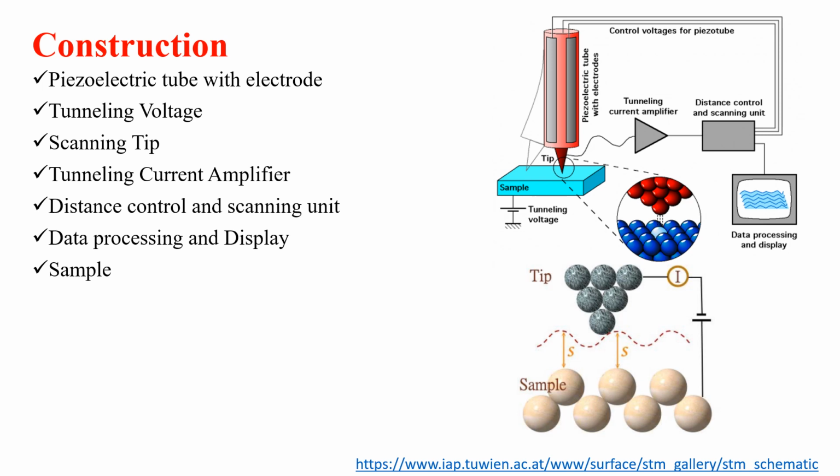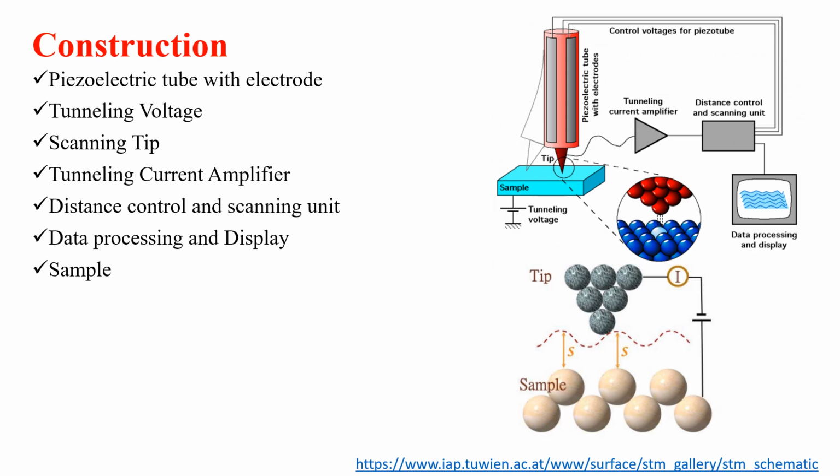Next, we have the scanning tip, which is mostly made of tungsten, and this tip is connected to a tunneling current amplifier. The output signal we get from the tip is quite low, so it must be amplified. So the tunneling current amplifier is used, which is connected to a distance control and scanning unit, which maintains the distance through feedback.